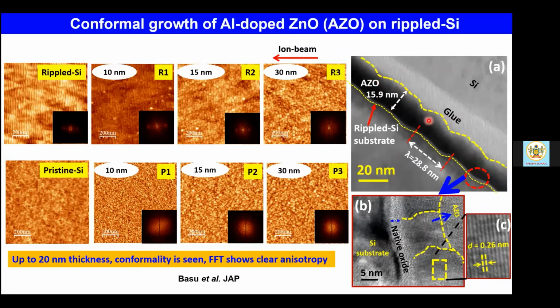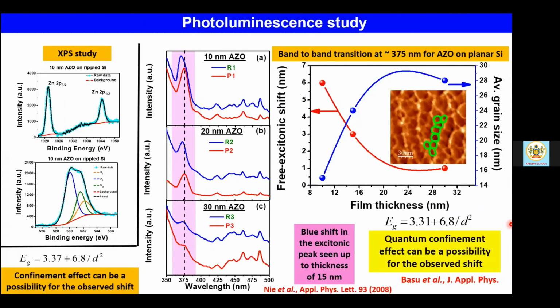Sometimes it depends on the ripples; otherwise it was 14, 15 to 16 nanometer of thickness. You can see here the aluminum doped zinc oxide layer. We saw that anisotropy prevailed, which means a conformal growth took place. We studied the photoluminescence from these samples, and we saw a clear blue shift up to a thickness of 10 nanometer or so. This blue shift in the excitonic peak was seen up to 15 nanometer.